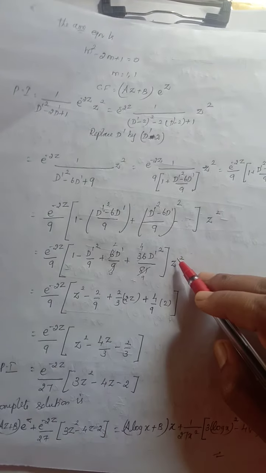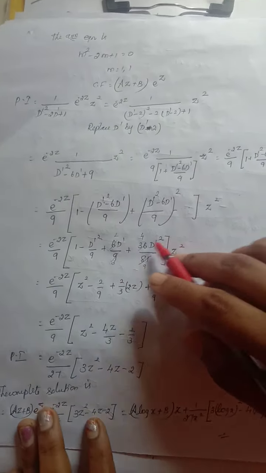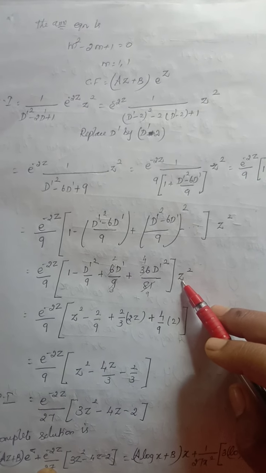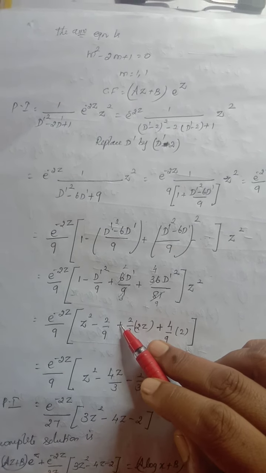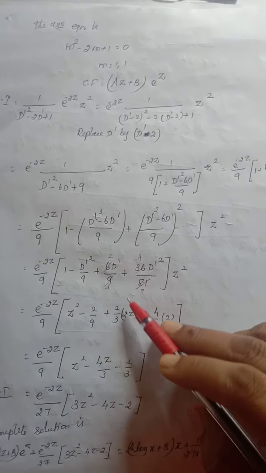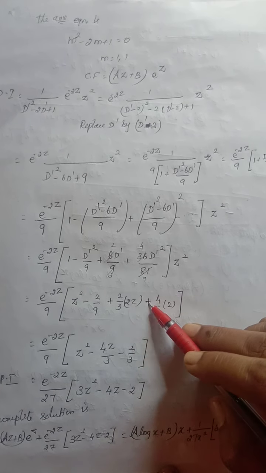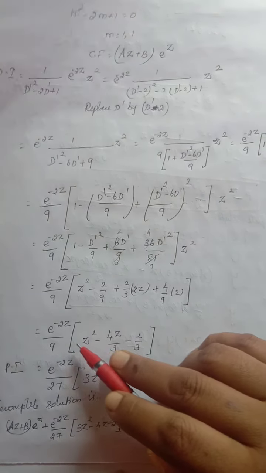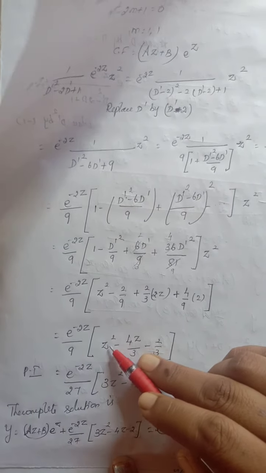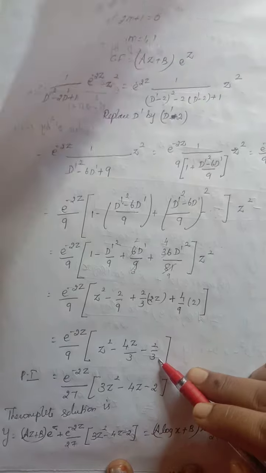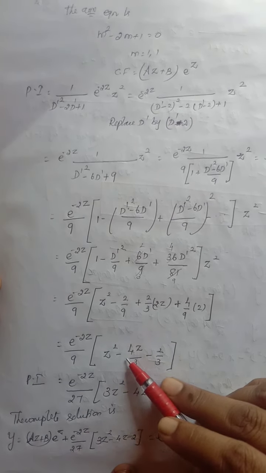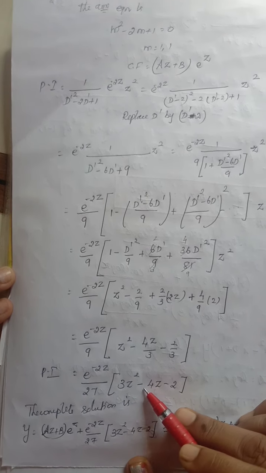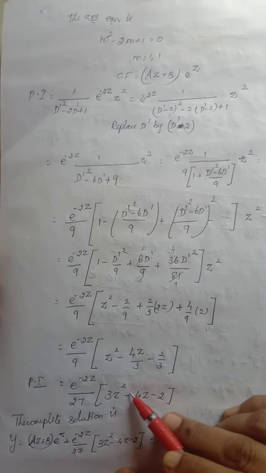After expanding this, you get z squared inside. So z squared minus, D dash squared of z squared is 2, divided by 9, plus D dash of z squared is 2z, plus this term, and D dash squared of z squared is 2, and then reduce this form as z squared minus 4z divided by 3 minus 2 by 3, and after taking the LCM as 9 into 3, that is 27, 3z squared minus 4z minus 3. This is the particular integral.